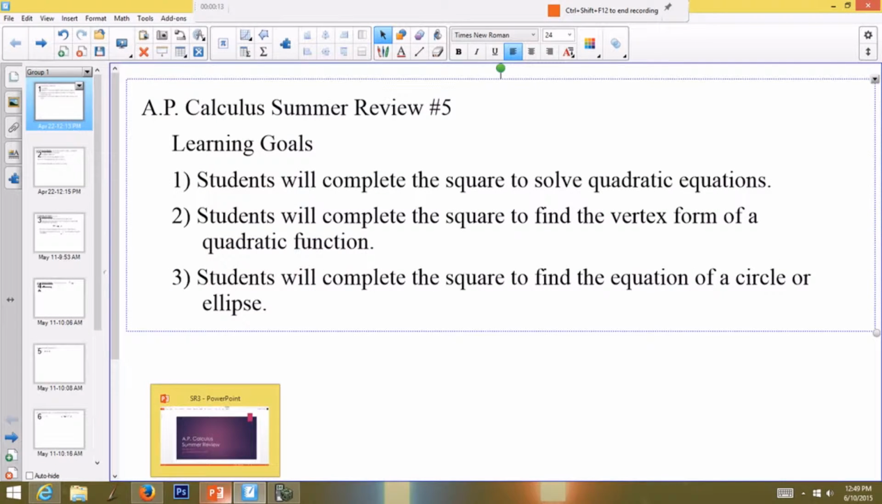Today we're going to be talking about completing the square to solve quadratic equations. We're going to talk about completing the square to find vertex form of a quadratic function, and we will complete the square to find the simple equation of a circle or an ellipse.